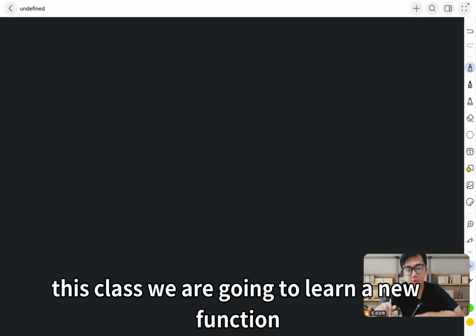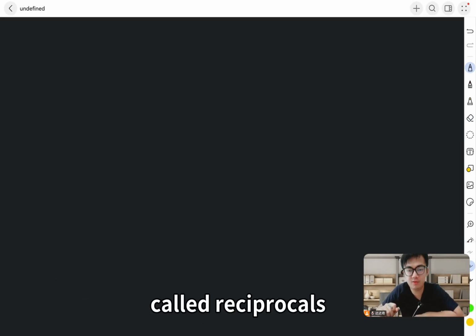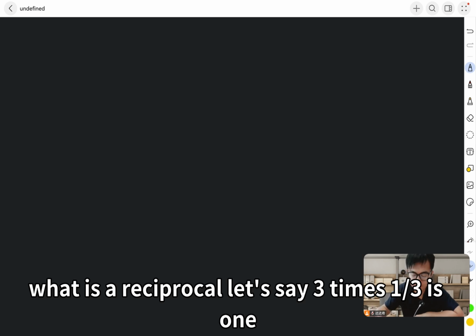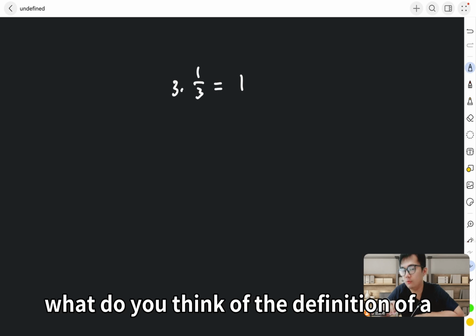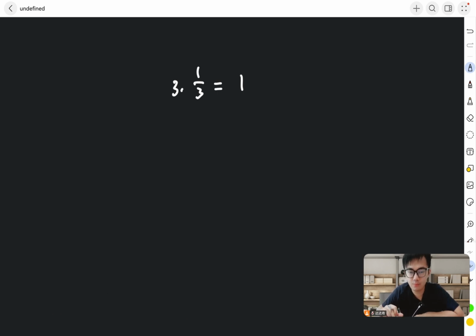In this class we're going to learn a new function called reciprocals. First, what is a reciprocal? Let's say 3 times 1/3 is 1. So I could say 1/3 is a reciprocal of 3. And then, roughly speaking, what do you think of the definition of a reciprocal function?